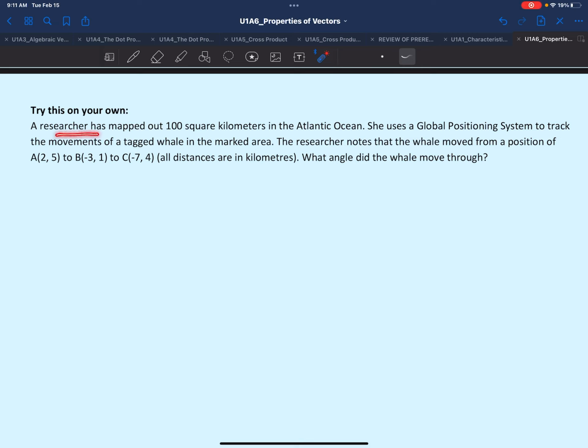A researcher has mapped out 100 square kilometers in the Atlantic Ocean. She uses a global positioning system to track the movements of a tagged whale in the marked area. The researcher notes that the whale moved from a position point A at (2, 5) to (-3, 1) and then to (-7, 4). So 3 different points. All distances are in kilometers, which means these coordinates are in kilometers. So we have to find out at what angle the whale moved through.